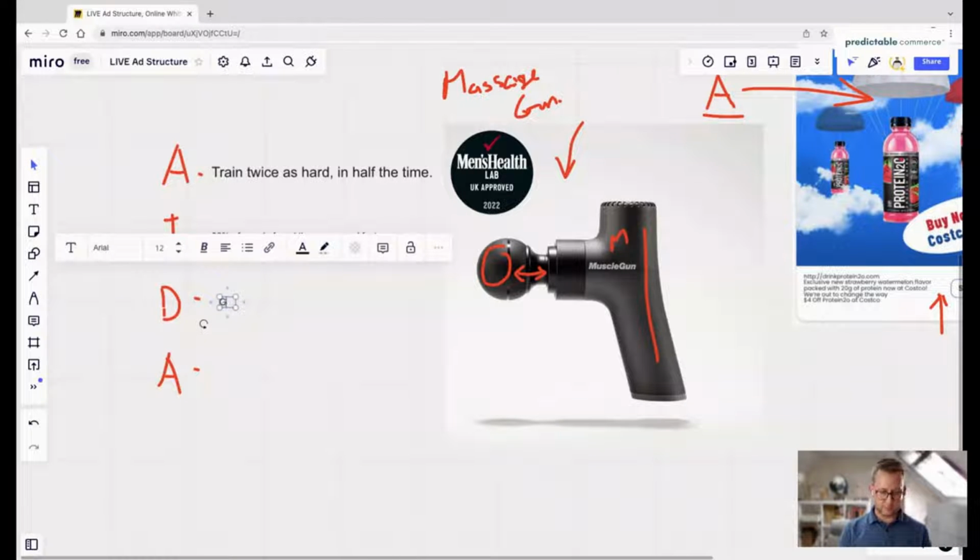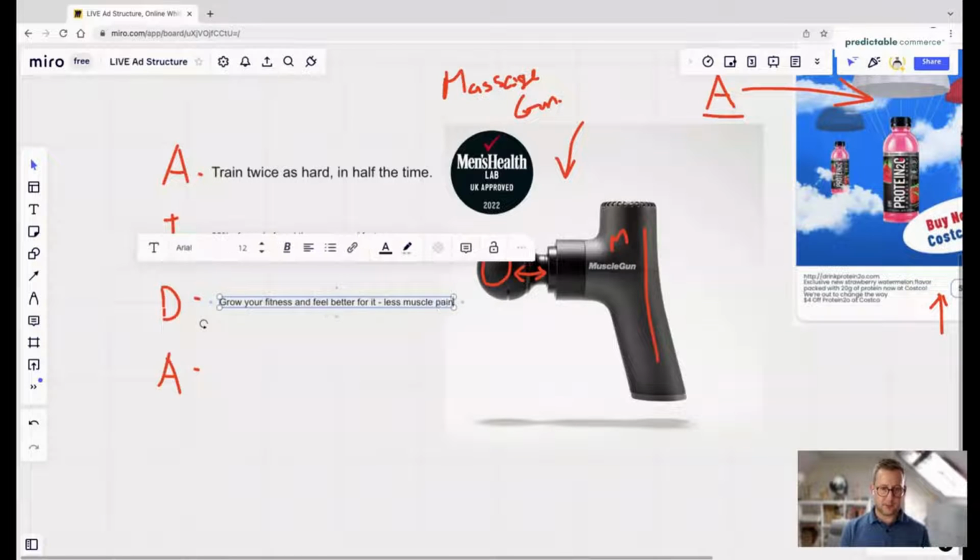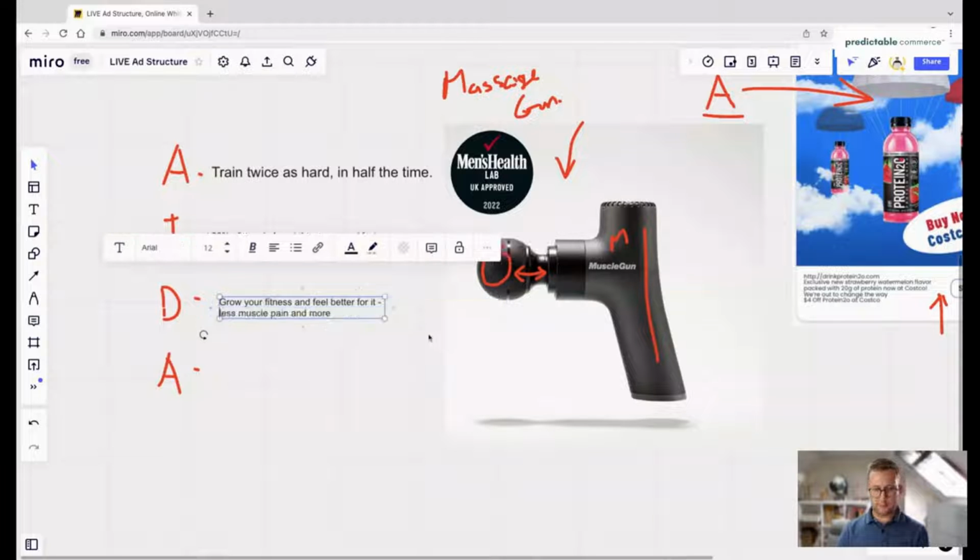Compound or grow your fitness and feel better for it. And then we could talk about some of the specifics. Less muscle pain and more energy.